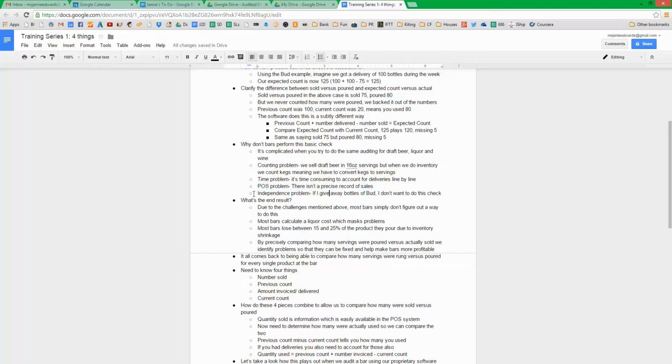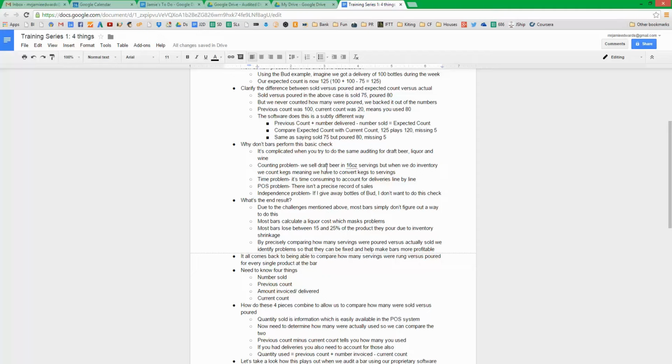The fourth and final problem about why this isn't getting done at bars, why they're not performing this check and balance, and why they're allowing themselves to lose money, is an independence problem. If I'm the person that's giving away those bottles of Budweiser to my friend or to my girlfriend, either just for fun or to get extra tips, I don't want this check to be made. I don't want the owner to know that I've given away 5 bottles last week, because he's going to put a stop to it. So another problem is that sometimes the managers are part of the problem. Sometimes they are bartending as well as managing, and perhaps they don't want this light to be shone to see what the heck's going on at the bar.